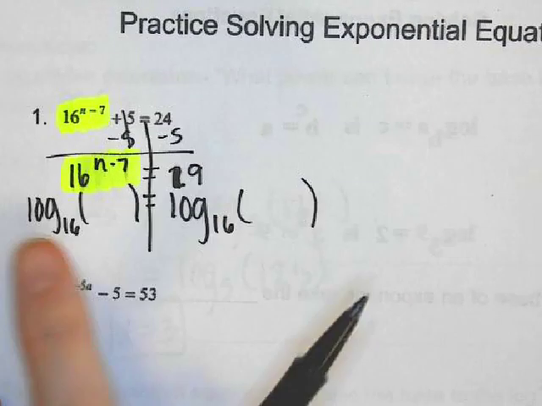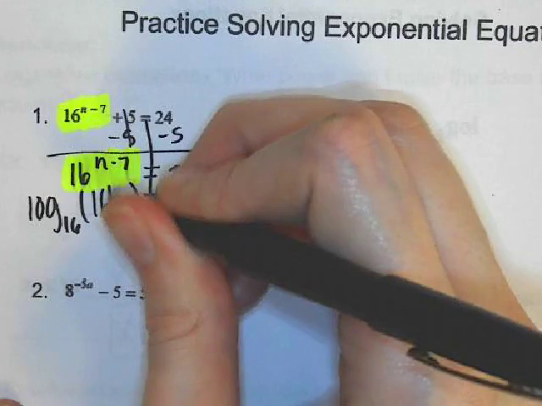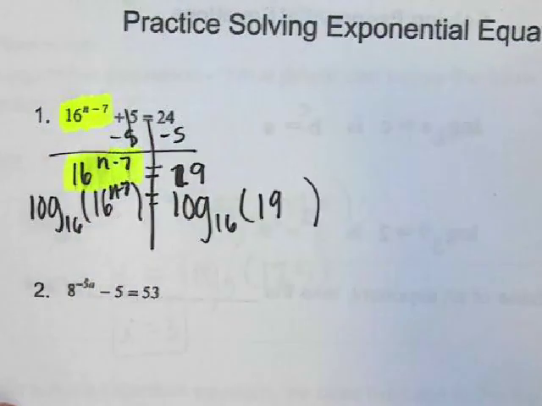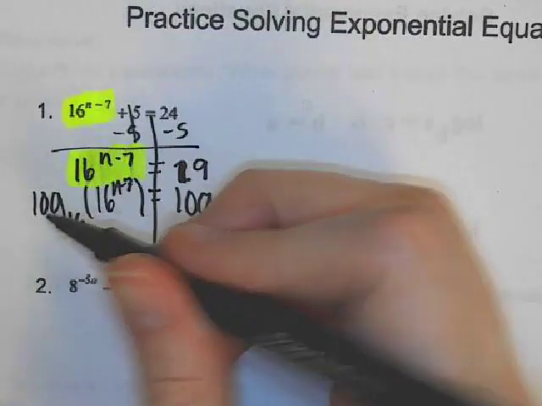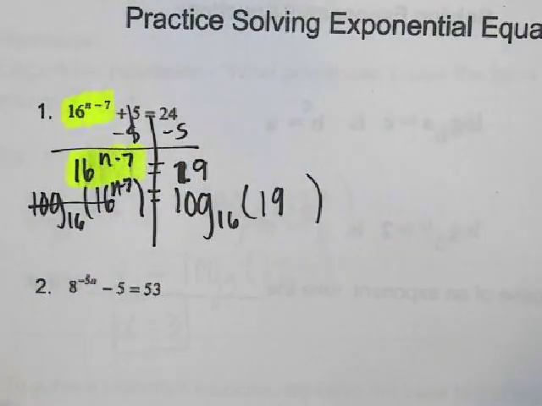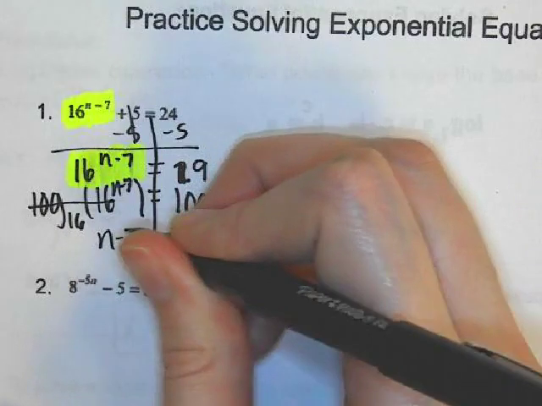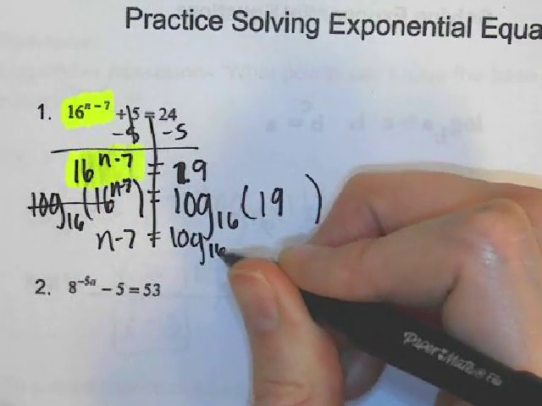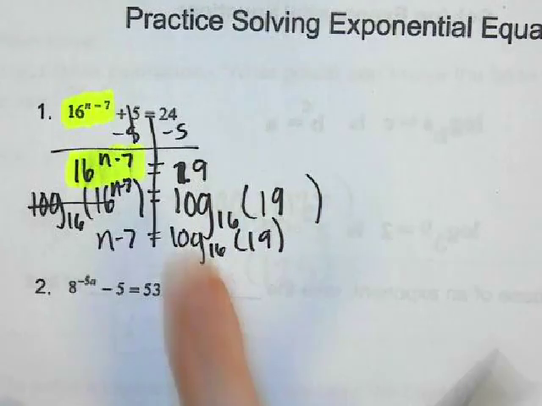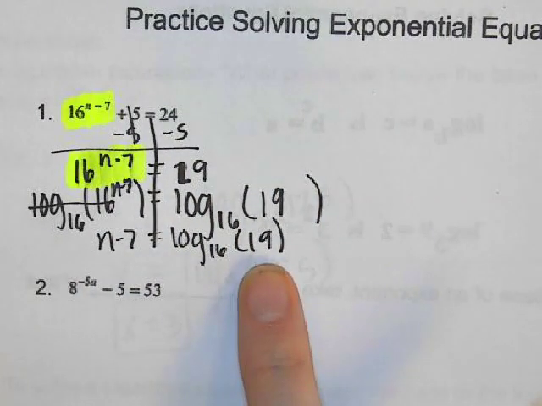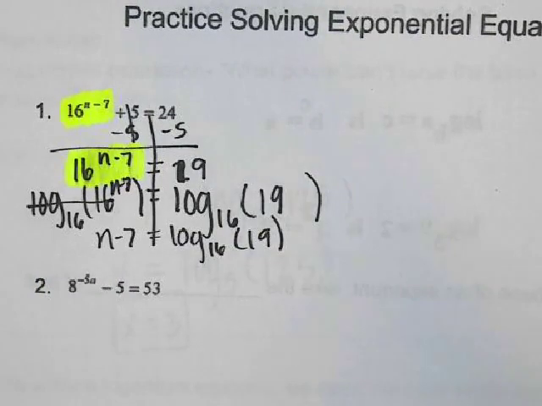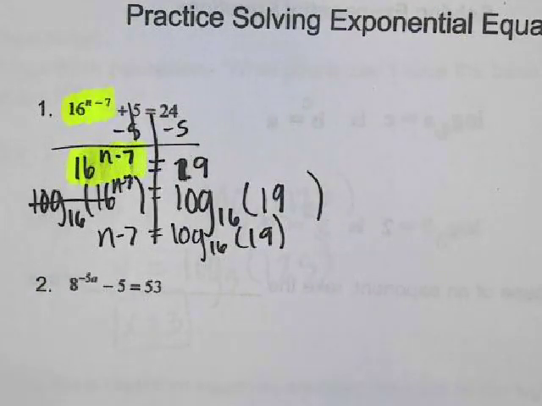So I take a log of the left side, the 16 to the n minus 7, and a log of the right side, the log of 19. And what happens is the log base cancels with the exponent base, and we drop down n minus 7 equals log base 16 of 19. Now instead of putting this in my calculator right now, I'm going to get n completely by itself and then type it in my calculator. That way I can get the most accurate answer without rounding.